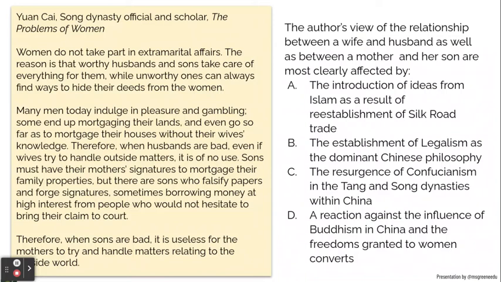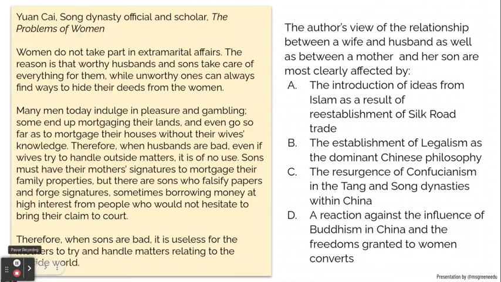Okay. The last question here, let's look at this one. So this is from a Song Dynasty scholar and official, from the Problems of Women. The author's view of the relationship between a wife and husband, as well as between a mother and her son, are most clearly affected by. So we're looking for the relationship between husband and wife and mother and son. So go ahead and pause the video here, read the passage, come up with an answer to the question in your mind, and then unpause.